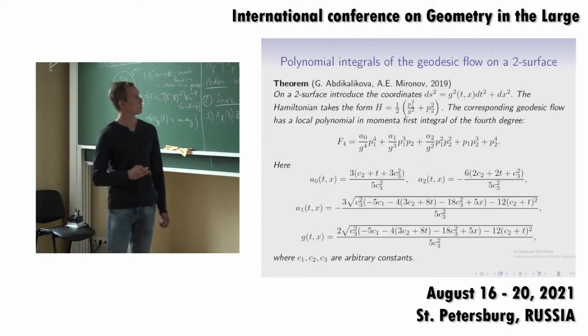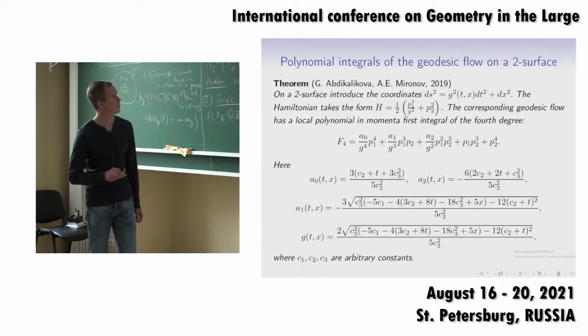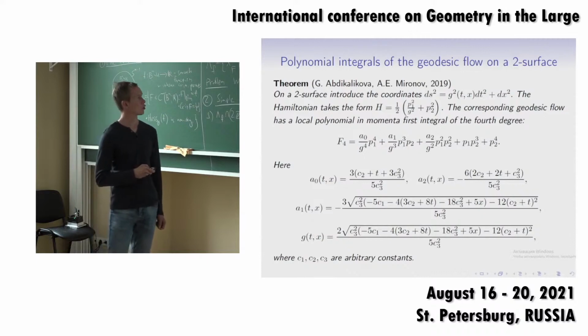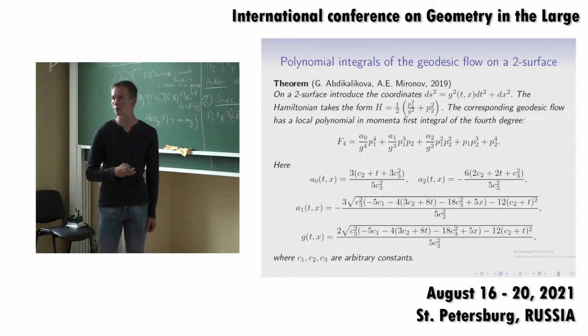So the only known example where this method works for geodesic flow was described in the work by Agapov and Mironov in 2019. They managed to construct an example of an integrable geodesic flow on a two-dimensional surface with a polynomial integral of the fourth degree. So the coefficients of this integral and the metric were found explicitly by this method.